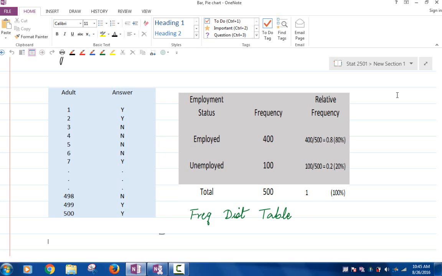Again, you can see the need to organize, right? If you look at the raw data, it pretty much tells you nothing. Anybody who looks at it could say nothing. But once it's organized, it tells you a lot of things. So this is right away telling you 20% of the adults in Ada are unemployed.